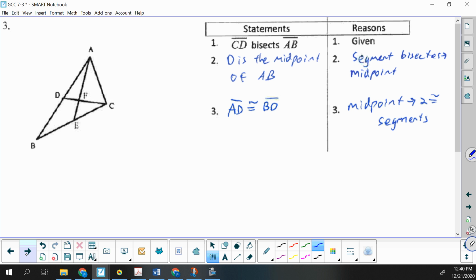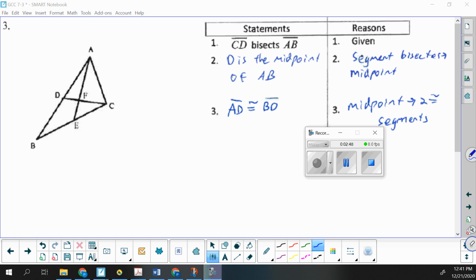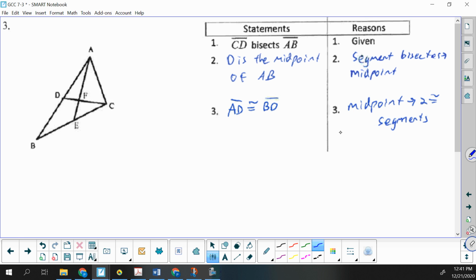In 3, we're giving a bisector, and it is a segment bisector. So go to your segment bisector reason on your sheet. Segment bisector implies midpoint. So we're pointing at midpoint, so we need to state what is our midpoint and what is it the midpoint of. So if CD is bisecting AB, follow CD, follow AB, okay, they're crossing at D. So D is the midpoint.